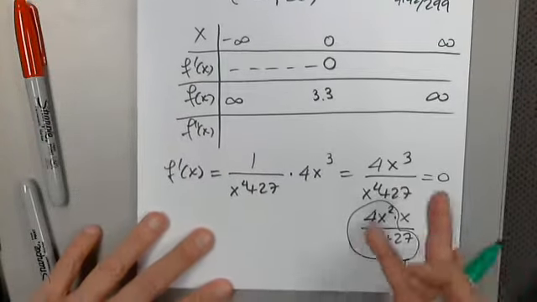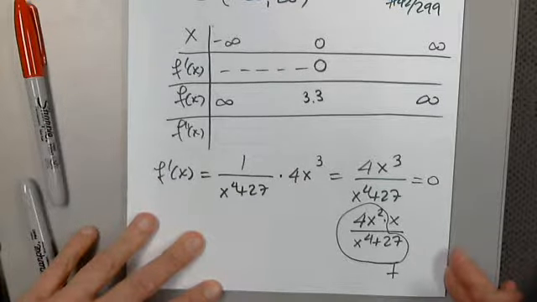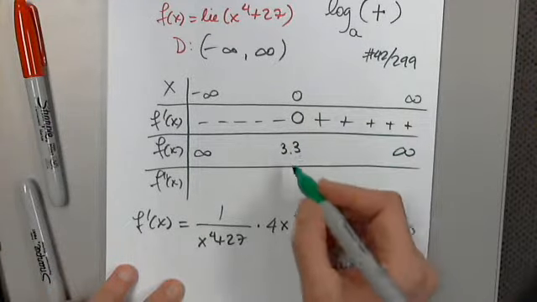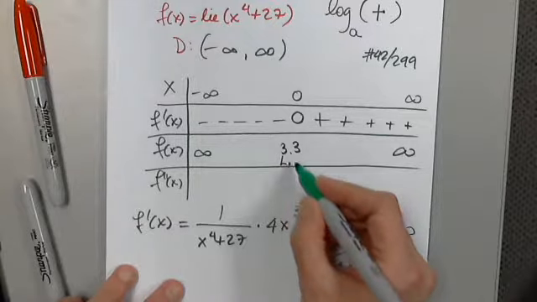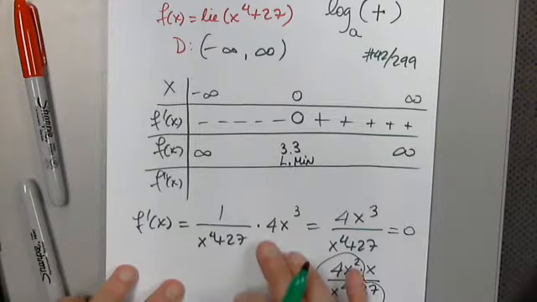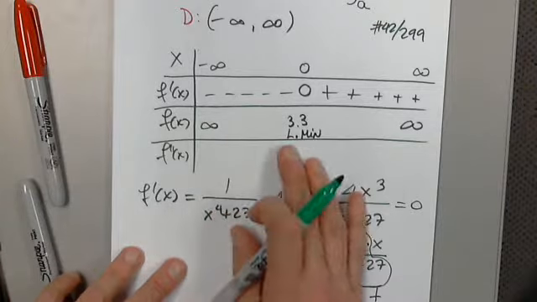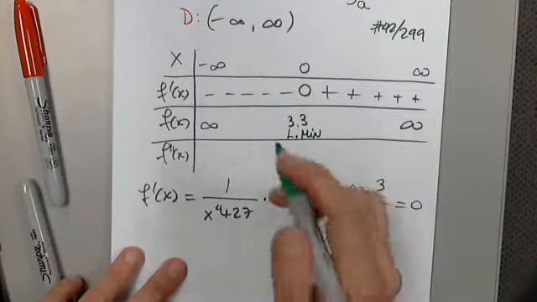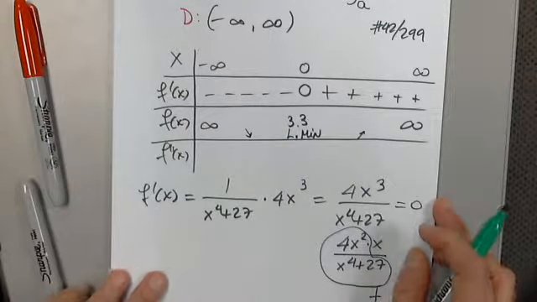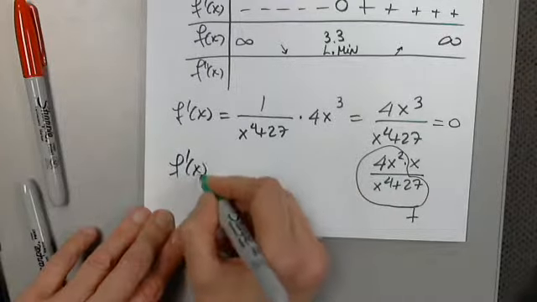To the right-hand side of 0, what is the sign of the first derivative? Perfect. So I already know that 0 comma 3.3 is very good. Let's see if these two work well together, from negative infinity to 3.3 and from 3.3 to infinity. Is that okay? So far, so good?